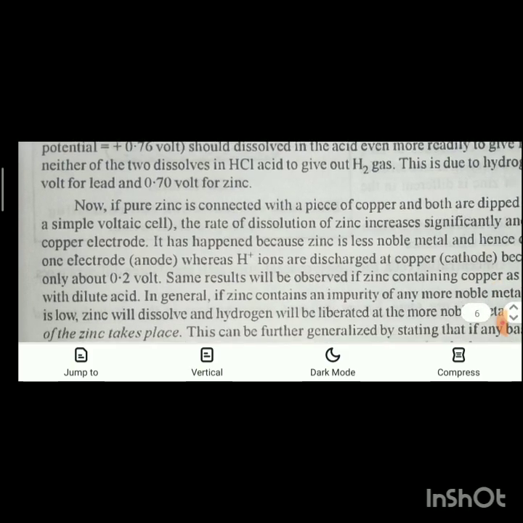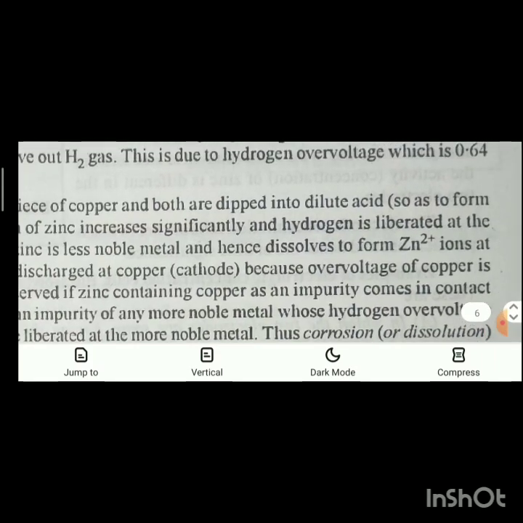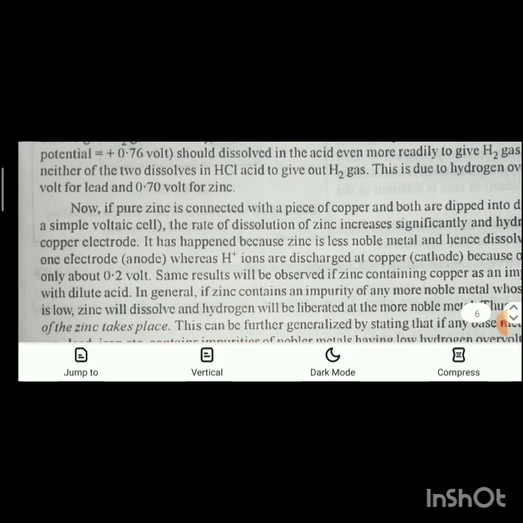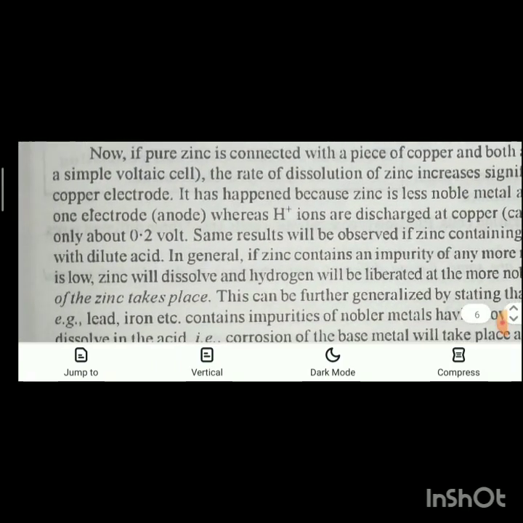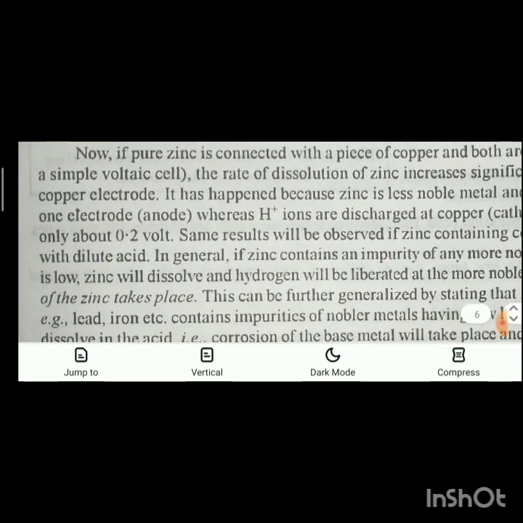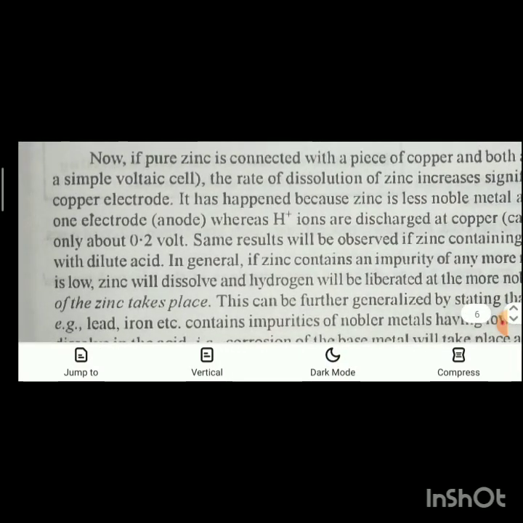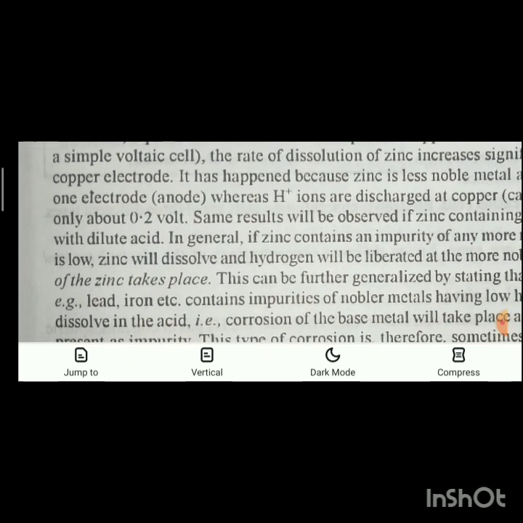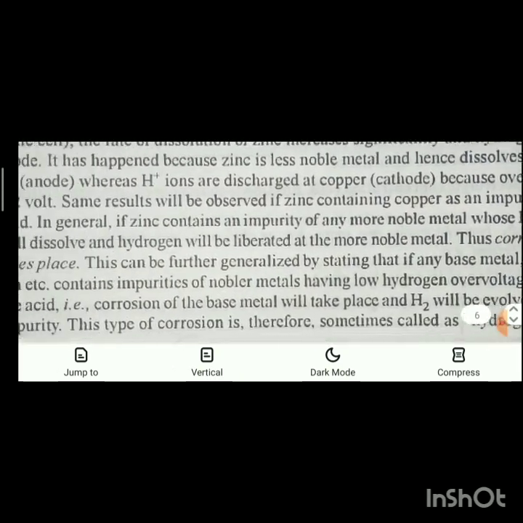Now, if pure zinc is connected with a piece of copper and both are dipped into dilute acid so as to form a simple voltaic cell, the rate of dissolution of zinc increases significantly and hydrogen is liberated at the copper electrode. It has happened because zinc is a less noble metal and hence dissolves to form Zn2+ ions at one electrode, that is the anode, whereas H+ ions are discharged at the copper cathode because the overvoltage of copper is only about 0.2 volt.